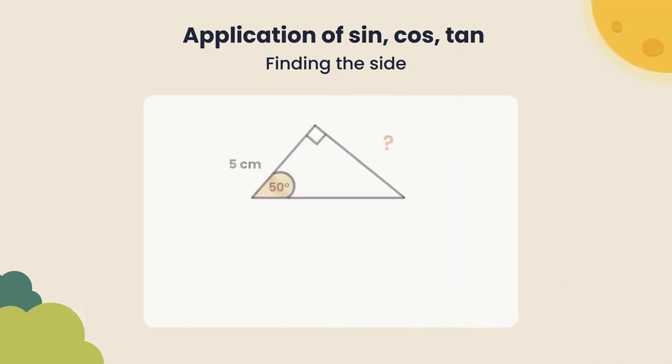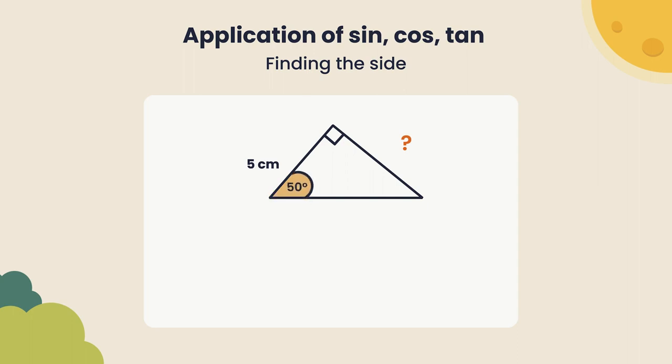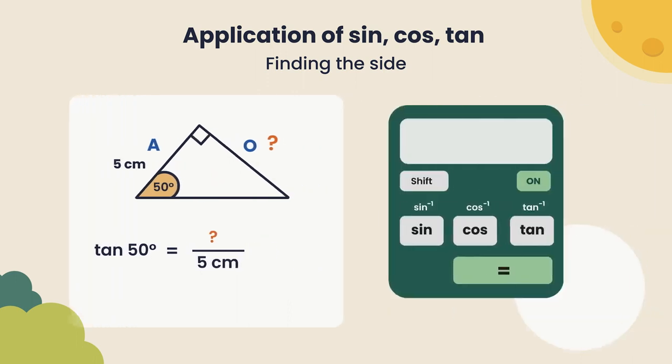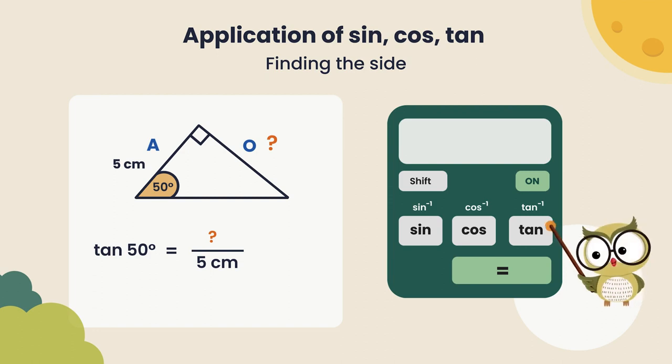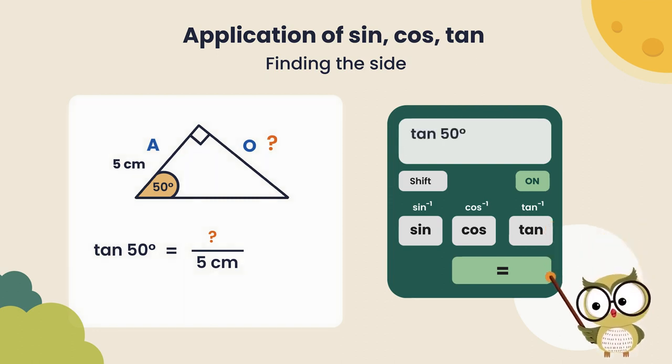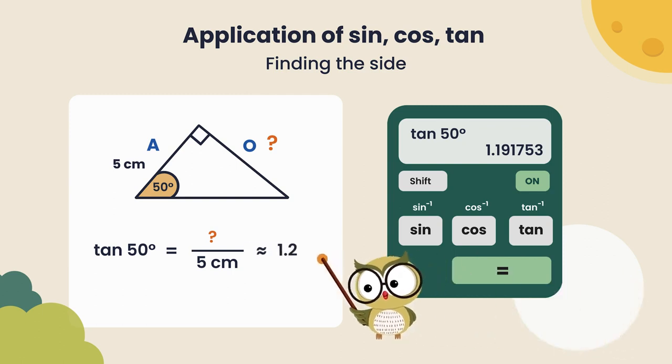Let's consider another example. Here, we know an angle and its adjacent side. To find the opposite side, we use tangent. The tangent of 50 degrees is the unknown over 5 centimeters. Using a calculator, you'll find that the tangent of 50 degrees is approximately 1.2. Solving this equation, the opposite side is about 6 centimeters.